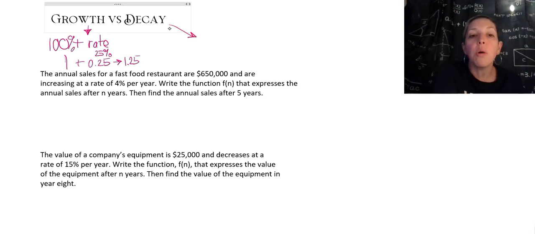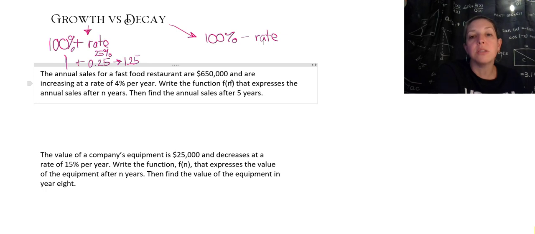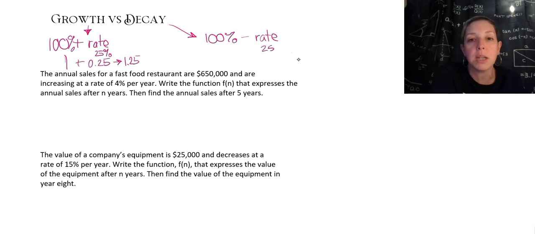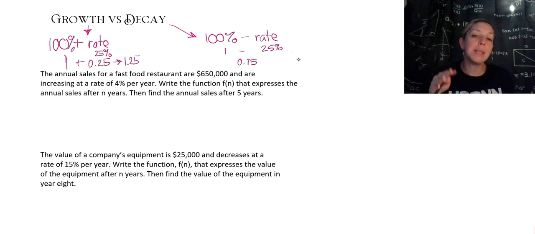Decay, you're always going to be subtracting. So again, 100% minus your decay rate. And so again, always as a decimal. So let's say our decay rate for this one, if we do 25% again, that would be 100 minus 25 or 75 or 0.75. So it's always going to be less than 100 for decay.